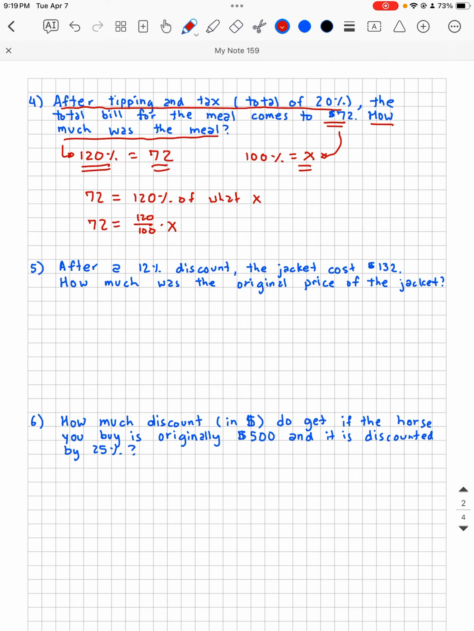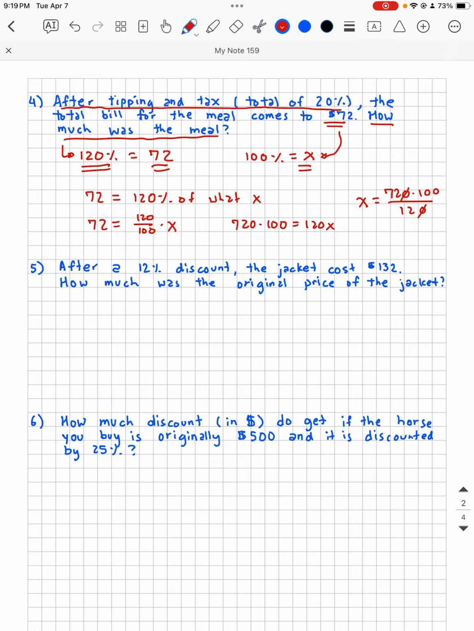First, I'll multiply by 100. So 72 multiplied by 100 is equal to 120x. And so divide both sides by 120. So x will then be equal to 720 multiplied by 100 and then divide by 120. We'll go ahead and clean up the math without having to use a calculator.